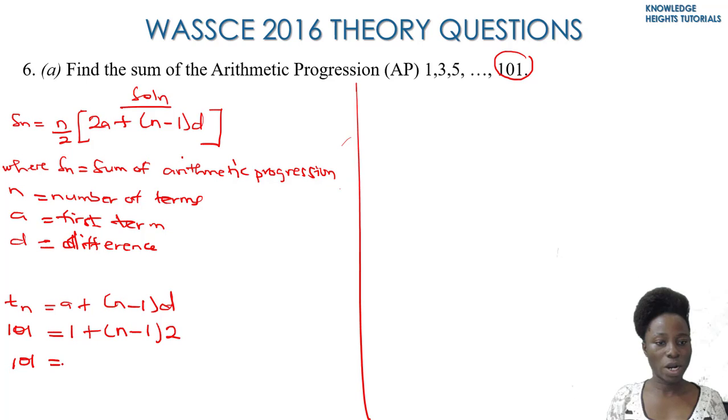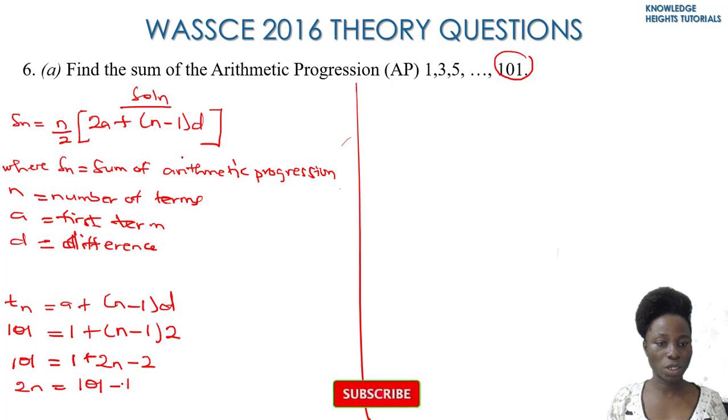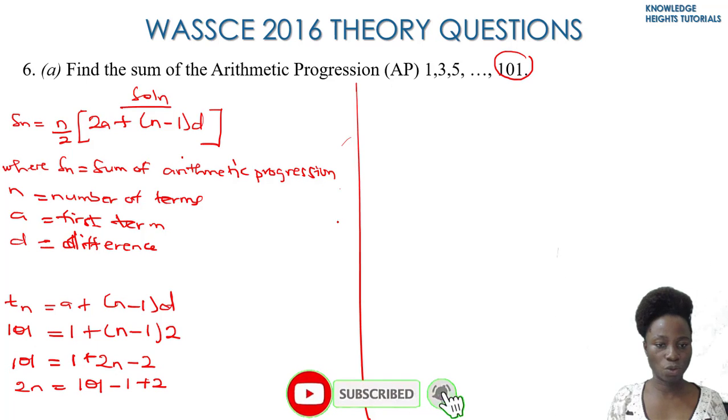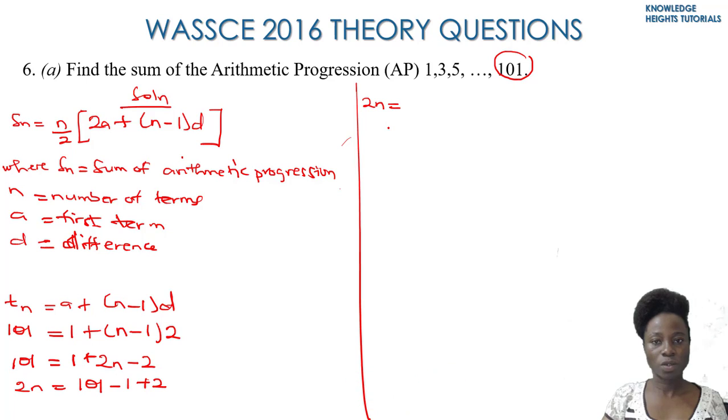So 101 is equal to 1 plus 2 multiplying n, which is what? 2n. 2 multiplying negative 1 is negative 2. So let's group like terms. So 2n will be equal to 101. This one moves, it becomes a negative minus 1, and this one moves, it becomes a positive plus 2. So 2n is equal to what?